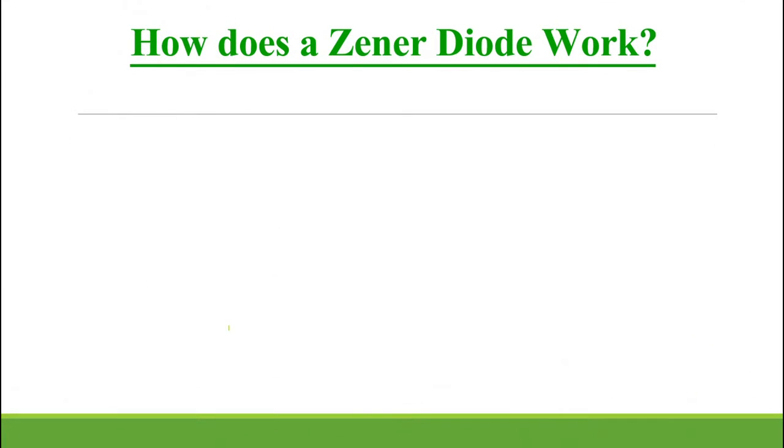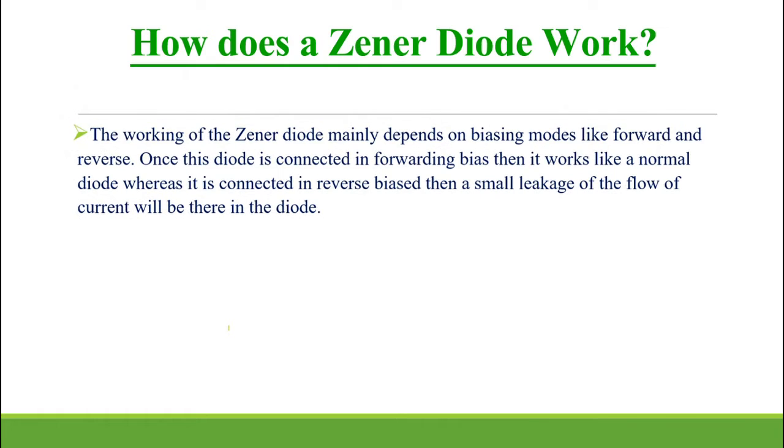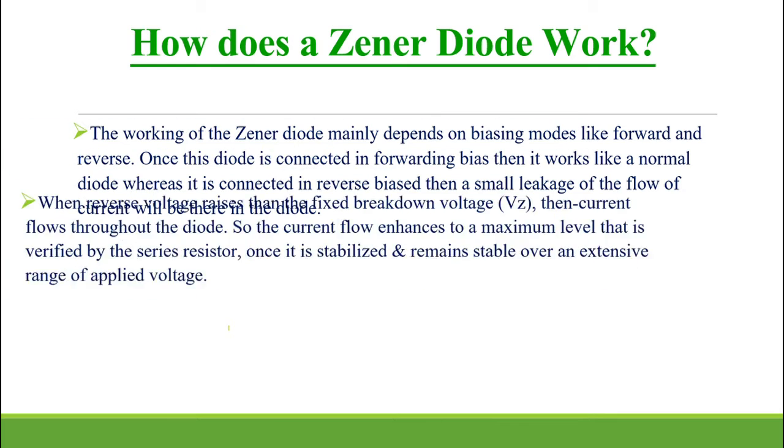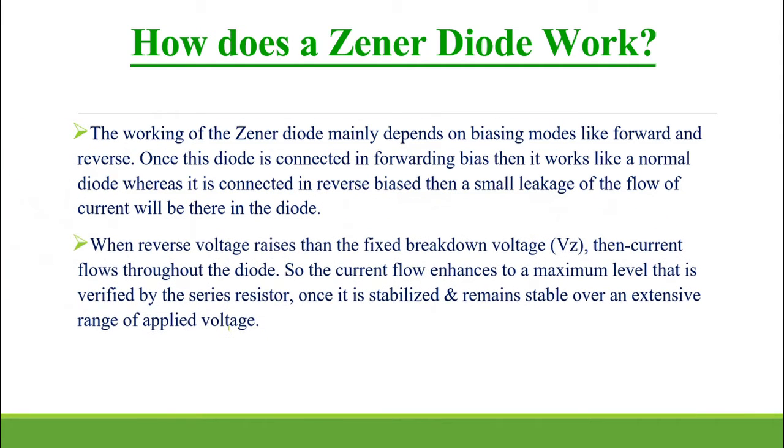How does the Zener diode work? The working of Zener diode mainly depends on biasing modes like forward and reverse. Once this diode is connected in forward bias condition, it will work like a normal p-n junction diode. But if we connect it in reverse bias mode, then a small leakage of current will flow in the diode. When the reverse voltage rises above the fixed breakdown voltage, then current flows through the diode. We will understand with the help of a diagram.